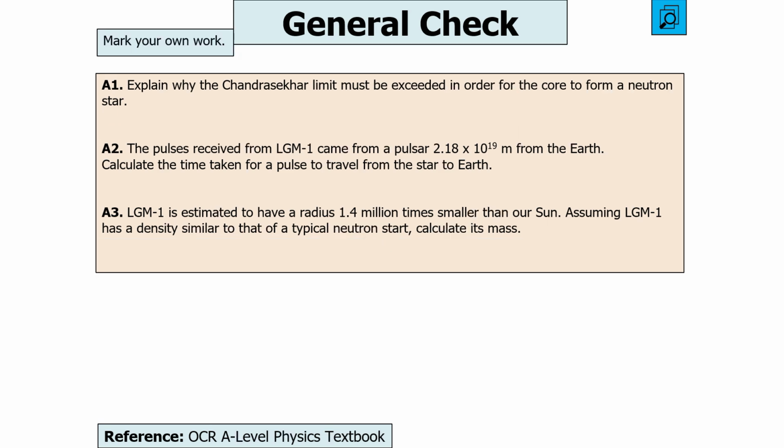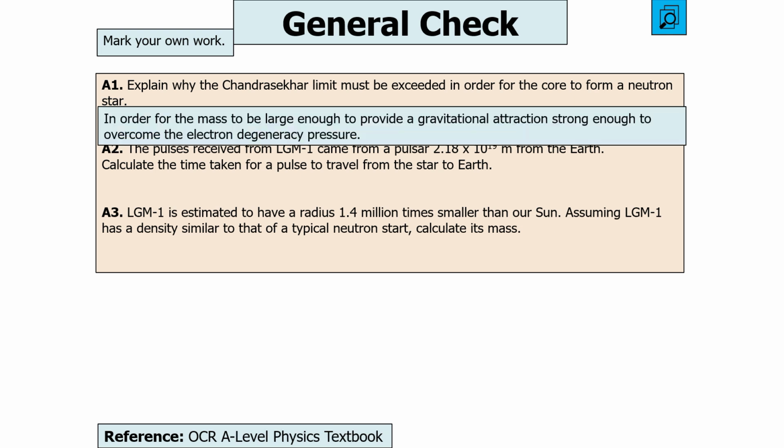Right, so what is the Chandrasekhar limit? It's the idea that mass must be large enough to provide a gravitational attraction strong enough to overcome this electron degeneracy pressure. So the neutron star will form at the Chandrasekhar limit because the electrons can't be squashed any closer together because they have their own integrity. So as a result, you need the gravitational attraction to be strong enough to overcome that degeneracy pressure. So therefore you've got your Chandrasekhar limit, that mass large enough to do so.